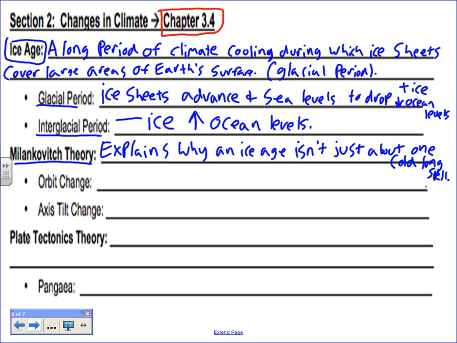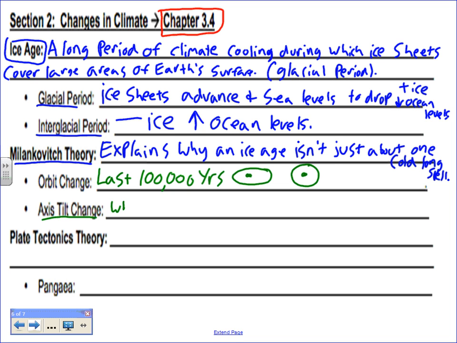And his theory included an orbit change, okay? And he said that during the last 100,000 years, our orbit has changed from an elliptical orbit, which is flatter, to a circular orbit. And this affects the axis tilt, which is talking about the axis tilt change.